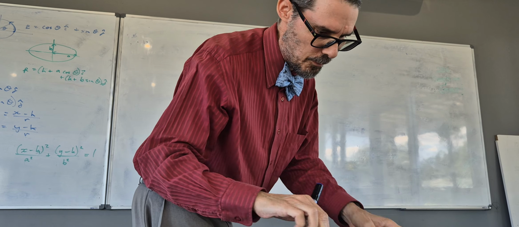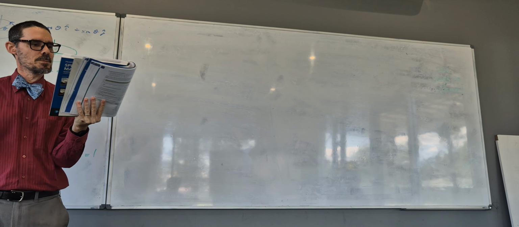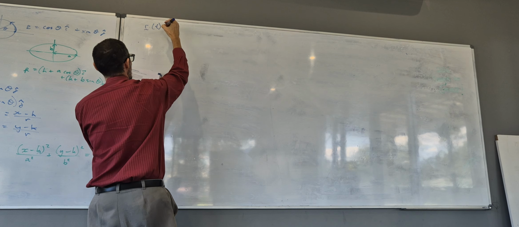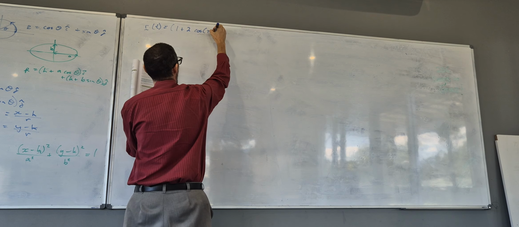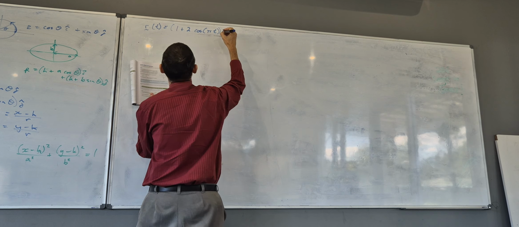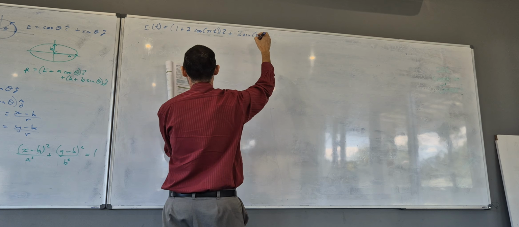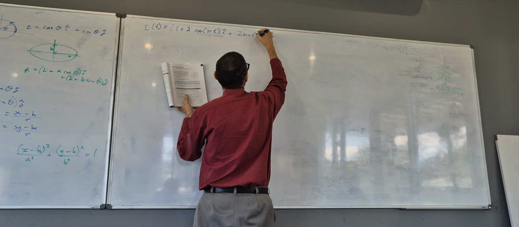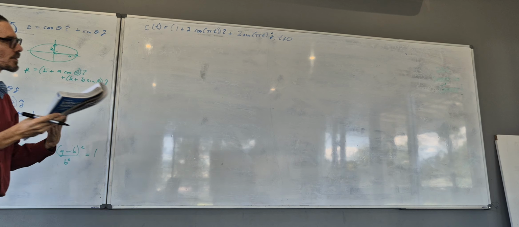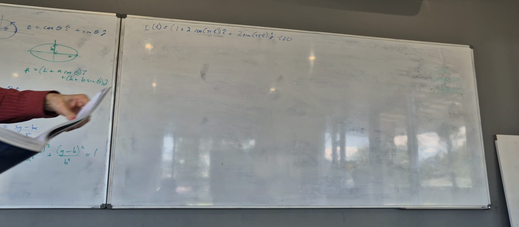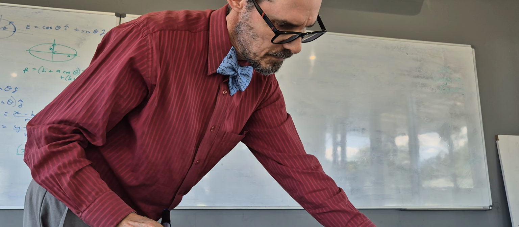So, for example, the position vector of a body at time t is given by r of t equals (1 plus 2 cos pi t) i hat plus (2 sine pi t) j hat, for t greater than or equal to 0.